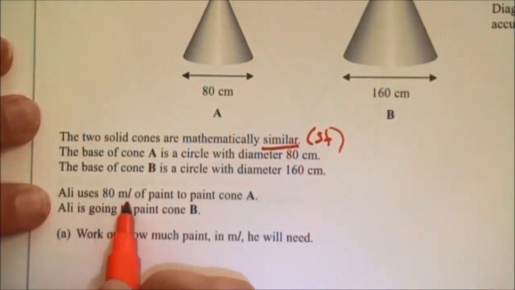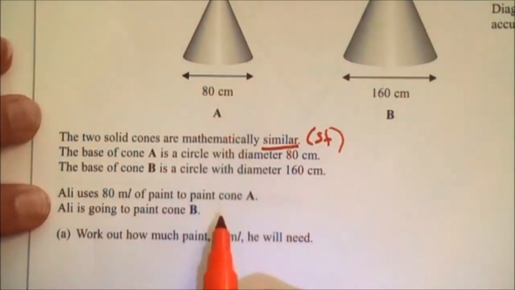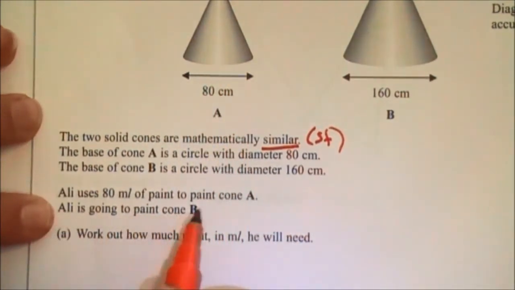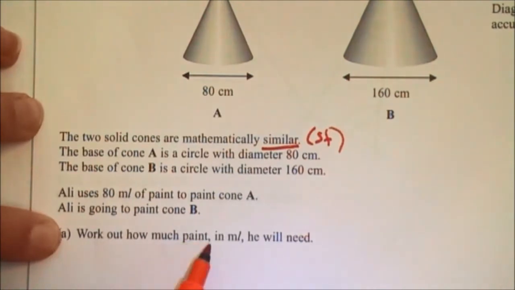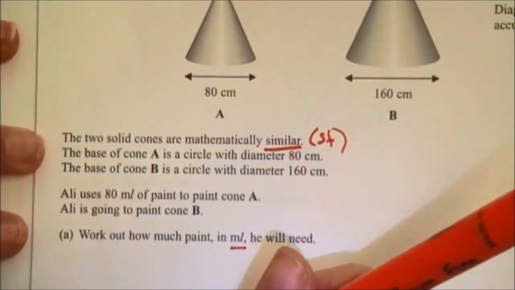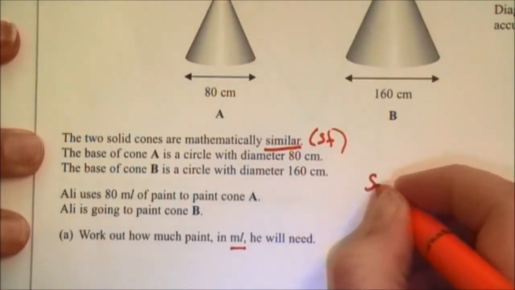Ali uses 80 millilitres of paint to paint cone A. Ali is going to paint cone B. Work out how much paint in millilitres he will need. The first thing we're going to have to deal with is finding a scale factor.